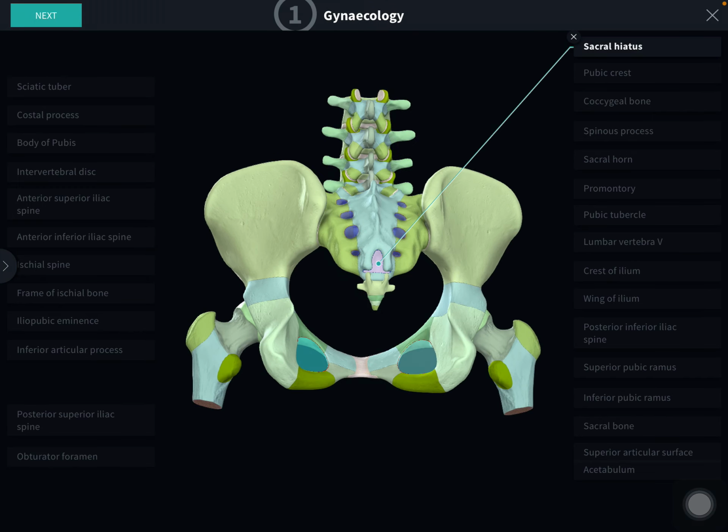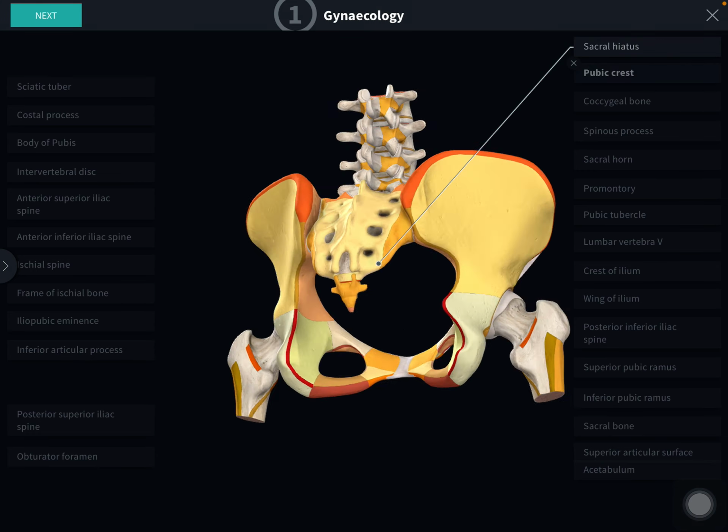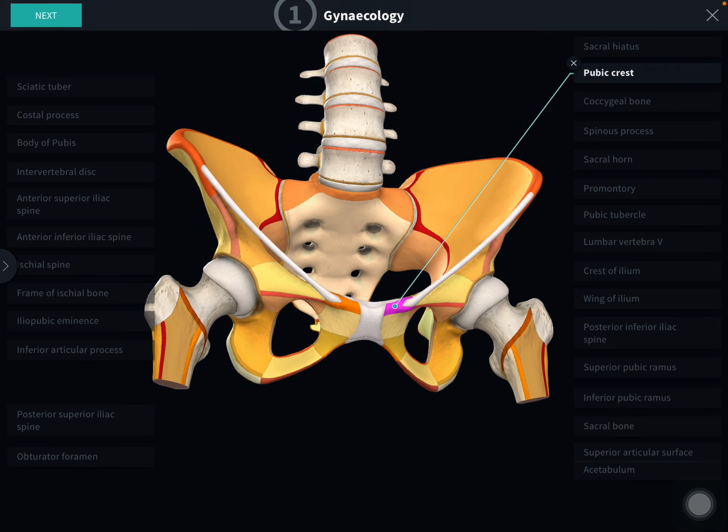Sacral hiatus. You should know the structures passing through the sacral hiatus. What are the structures? You should know the first coccygeal nerve and fifth sacral nerve, and also the pia mater passes through this. That is the filum terminale. So that is the crest of the pubis.